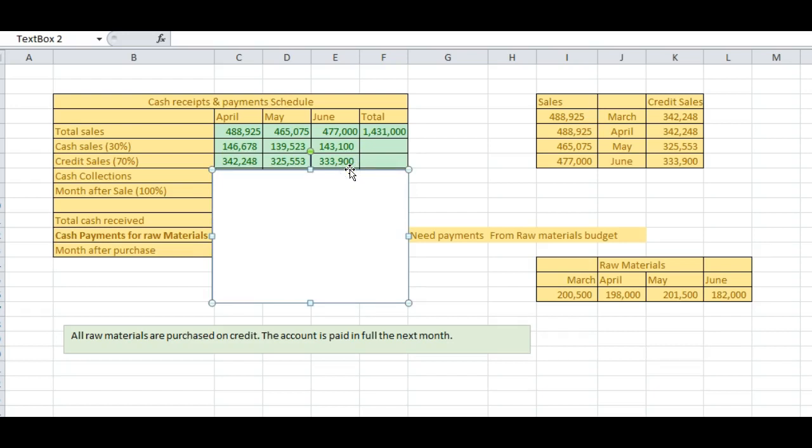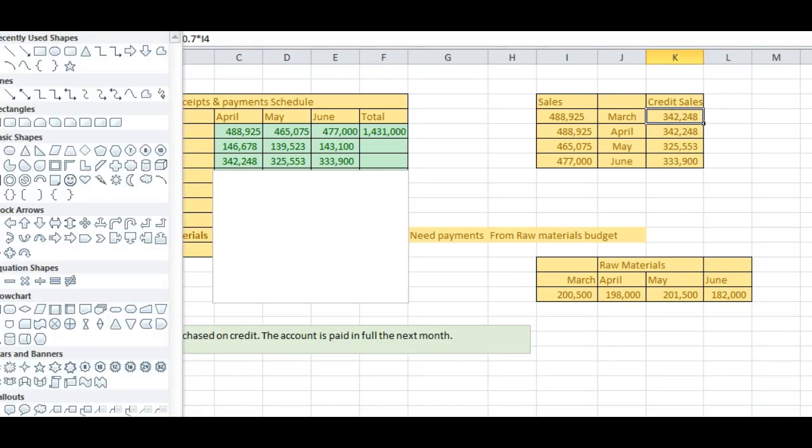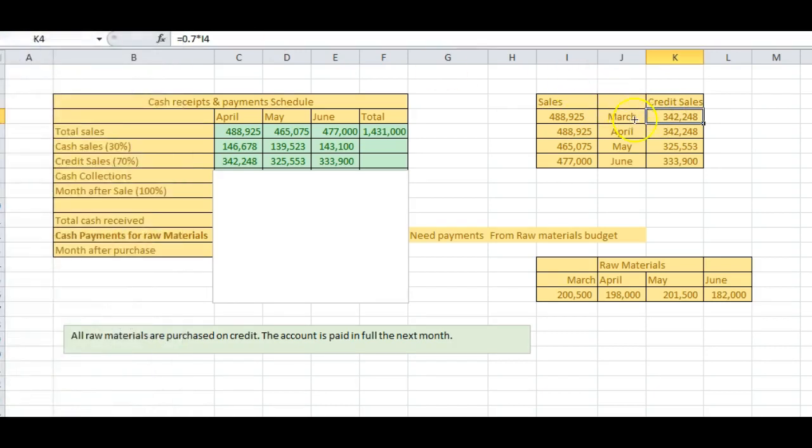Now we have to look at, okay, where is that coming from? Well, we collect all of the credit sales in the following month, okay? So March credit sales was 342,248. So that is the amount of cash we collect in April.